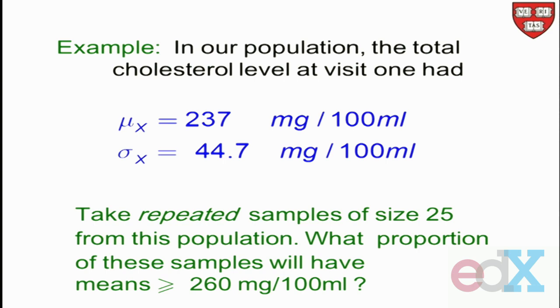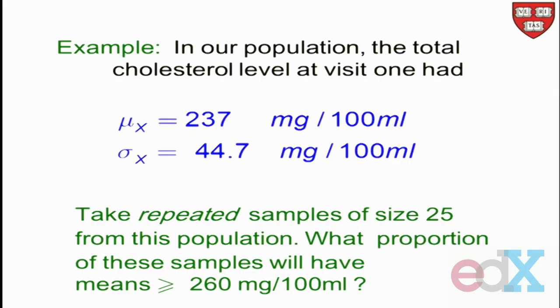So we have the population, mean is 237, standard deviation 44.7, because we know what the population is that we're sampling from. That's not how things typically work in practice, but for now, this is just an intellectual exercise that we're carrying out. So we've got this population with a mean of 237, and the question is, how often will the sample mean, not the population mean, when we take samples of size 25, have a value bigger than or equal to 260?